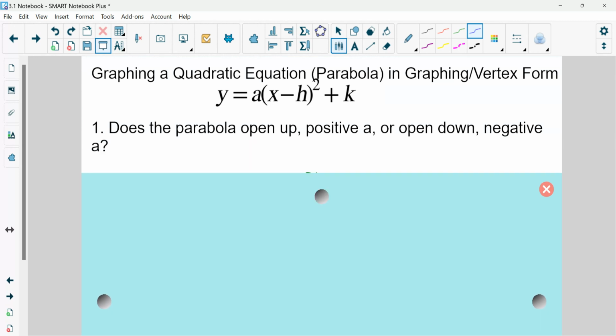So first thing you're answering is, does the parabola open up or open down? Remember, if the a value is positive or greater than 0, it's opening up. If the a is negative, it would open down. Opening up points up, opens down points down. So again, you're always looking at that number in the front, whether it's positive or negative, for that first thing.